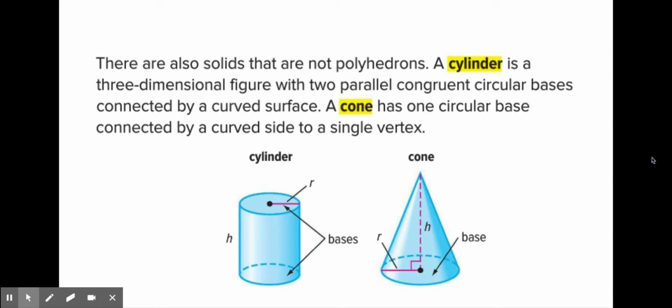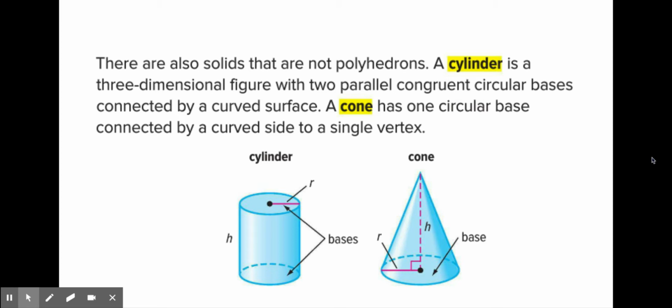And a cone has one circular base connected by a curved side to a single vertex. So when you have circular aspects or curved surfaces involved, then you don't have a polyhedron, because a polyhedron is all about the flat, parallel type sides. And same thing with a pyramid. A pyramid has flat sides coming up off of the base. So when you have these curved features, you don't have that.